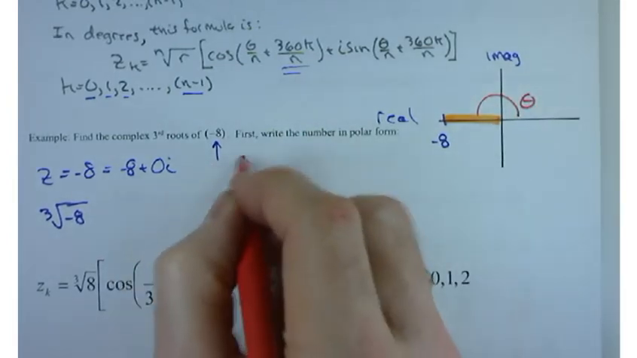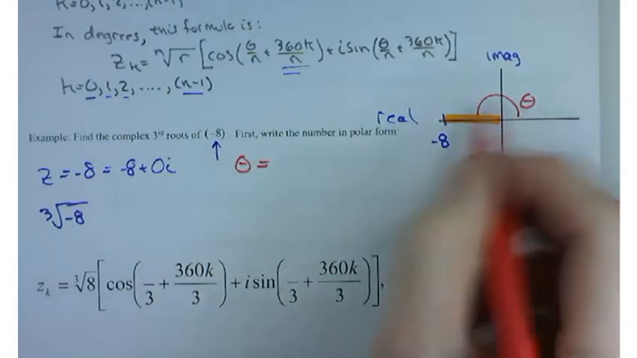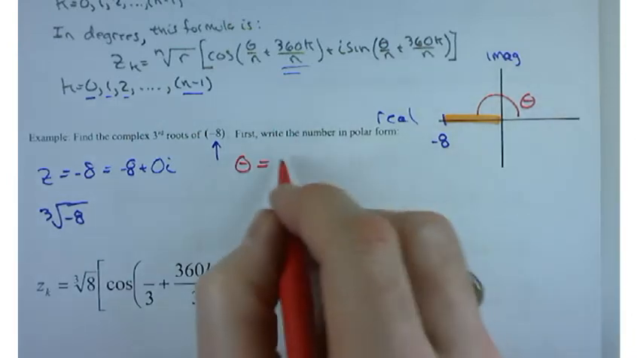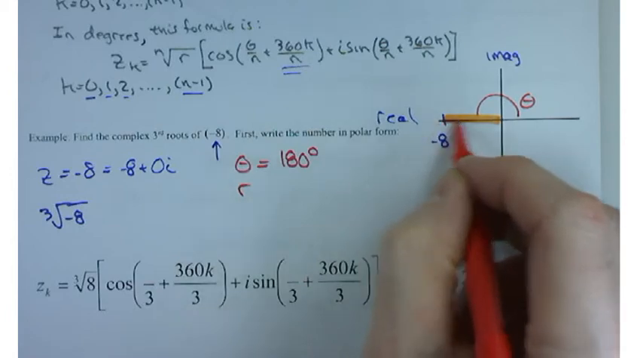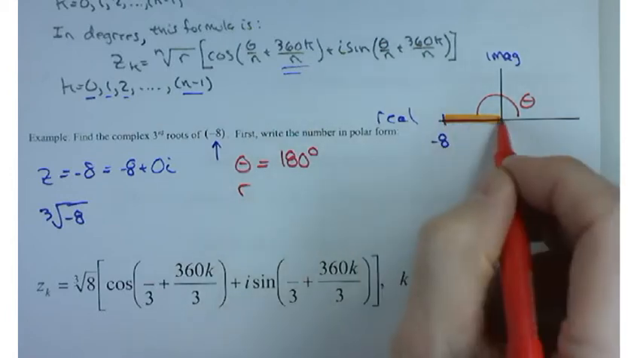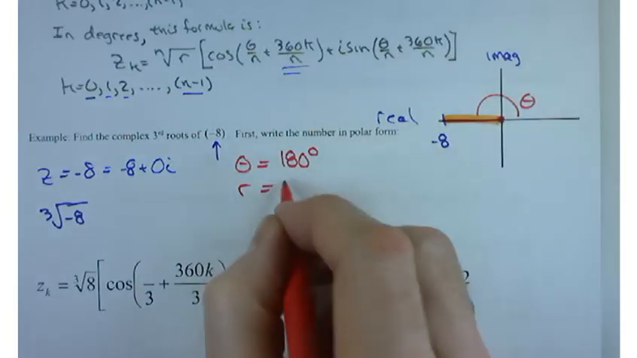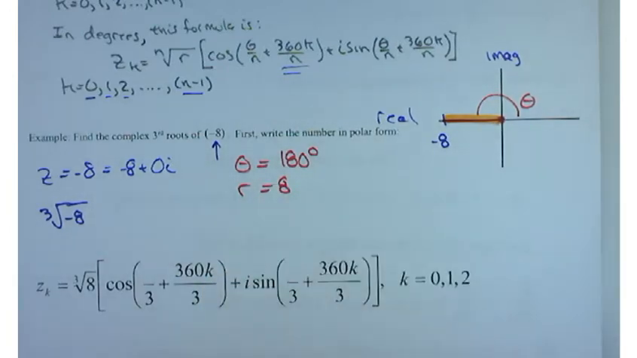Can anyone figure out what theta is in degrees? Yeah, thank you. 180 degrees. Can anyone figure out what r is? How far is that distance? Positive 8. So there you go. There's r and theta.